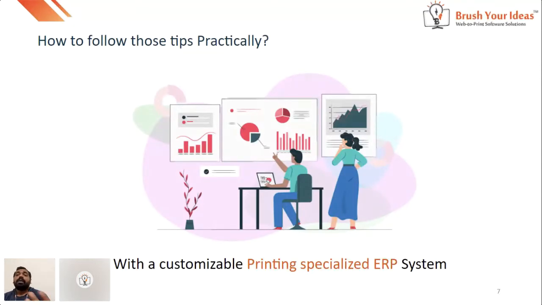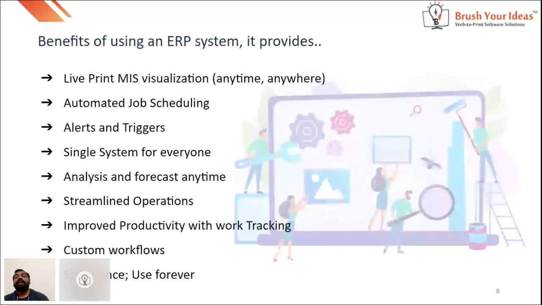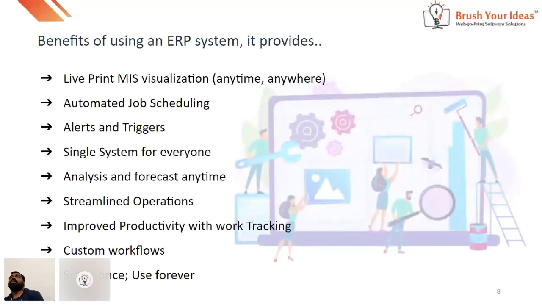So next we see the benefits of using an ERP system. What will an ERP system provide? If we look at the first benefit, the first point is the live print MIS visualization. What is a live print MIS visualization? MIS shows what jobs are in the pipeline, what worker is doing what, and in which stage the job is. Every detailed information you can visualize in one single matrix. That matrix can visually give you each and every data about the current status of everything.